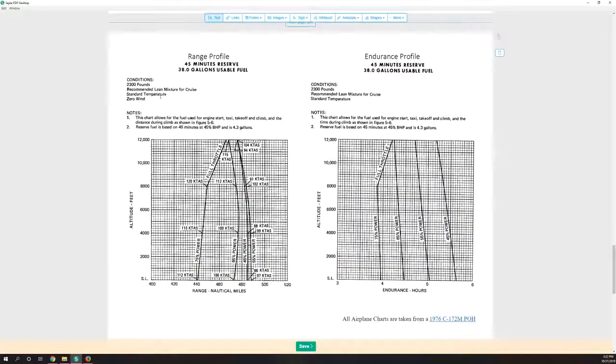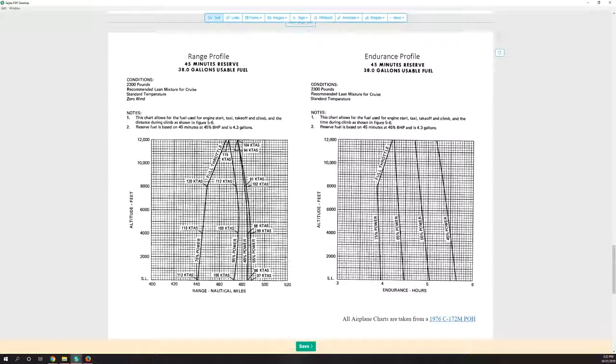So we have a range profile and endurance profile, so how long we can make on 38 gallons of usable fuel. If we use that 65% rule again, if we just call it our 65% horsepower, if we're going to 3,500 feet, I guess we'll be right here. And if we read right down, we're going to go 475, almost 480 nautical miles. 65% power going up to 3,500 feet.